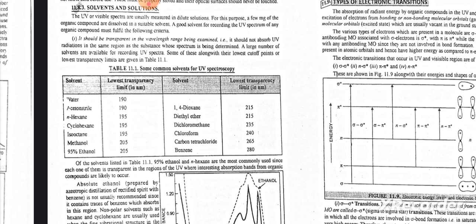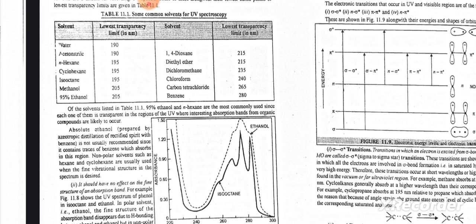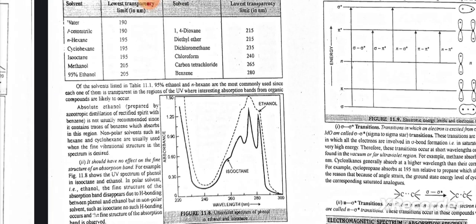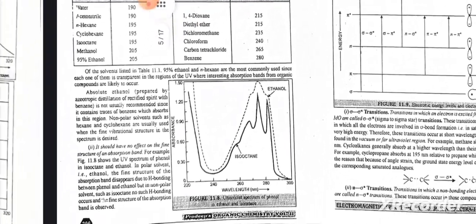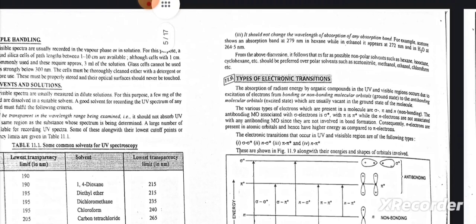A large number of solvents are available for recording UV spectra. Some of these, along with their lowest cutoff points or lowest transparency limits, are given in the table. Of the solvents listed in the table, ethanol and hexane are the most commonly used since each one of them is transparent in the region of UV where interesting absorption bands from organic compounds are likely to occur. It should have no effect on the fine structure of an absorption band, and it should not change the wavelength of absorption of any absorption band.